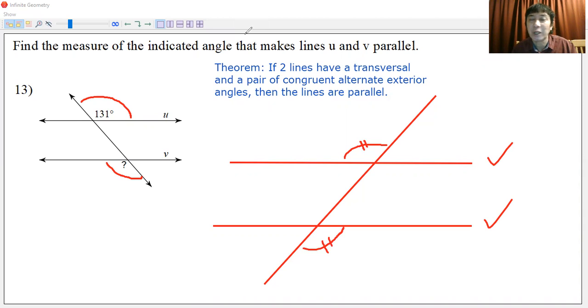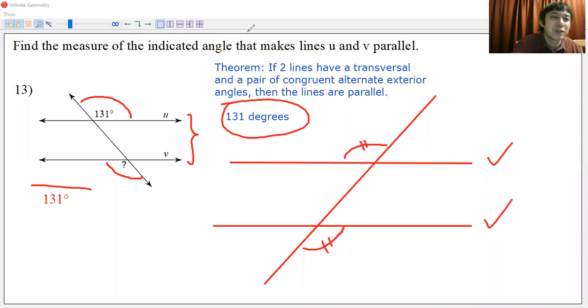Find the measure of the indicated angle, the one with the question mark. By inspection, that should be 131 degrees. That is also 131 degrees. There, that should be the answer. So that these two lines are parallel. Let us see the answer. There, that's 131. So our answer is correct by inspection.